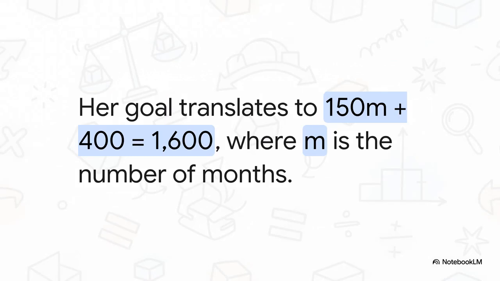And believe it or not, her story can be written as an equation. Check this out. The $150 she saves each month, that's 150m. The $400 she started with, that's our plus 400. And her goal is to equal 1,600. All of a sudden, this real-world problem looks exactly like the puzzles we were just solving.